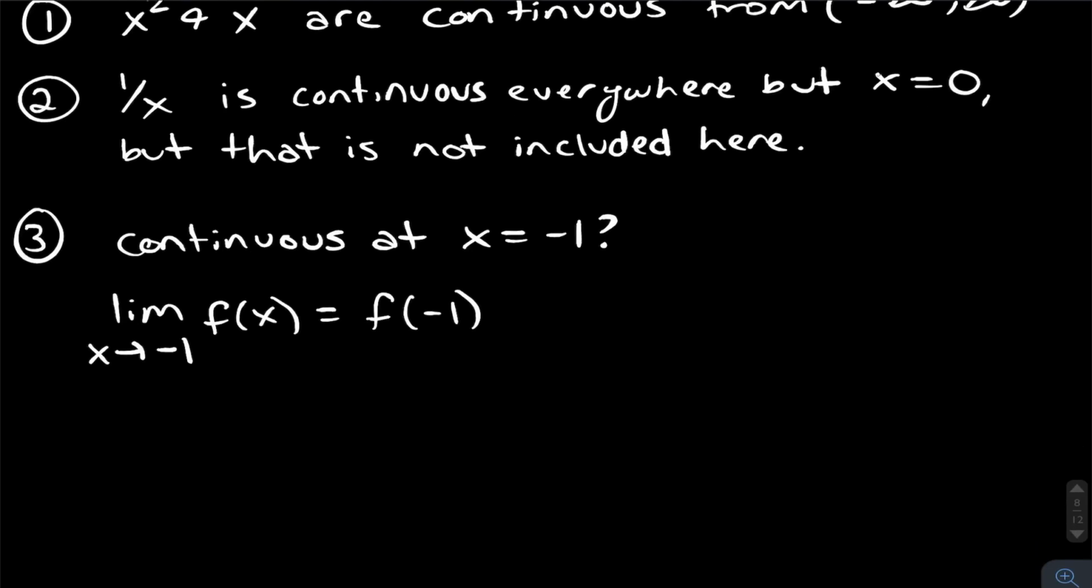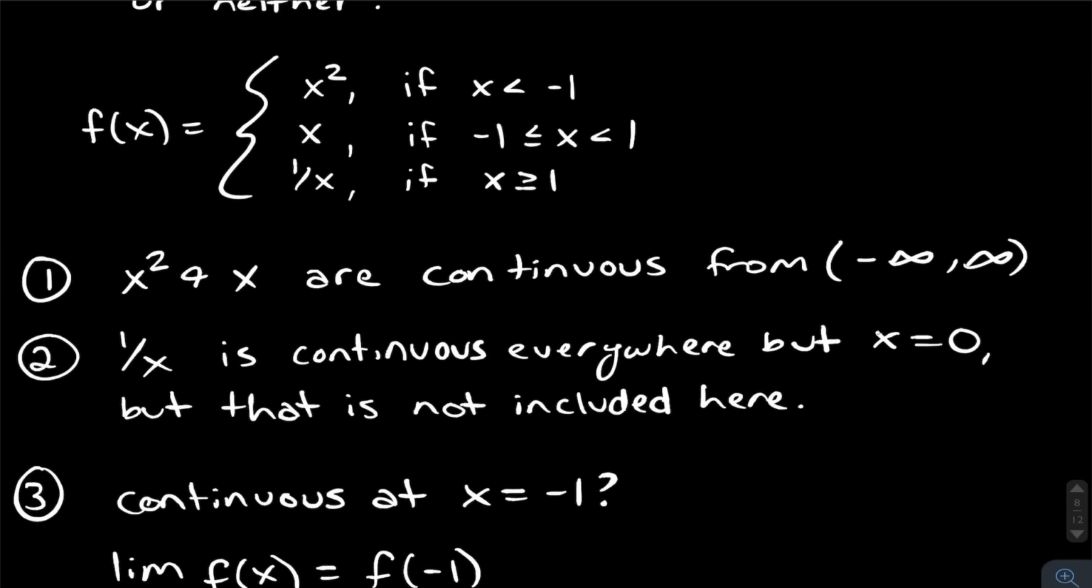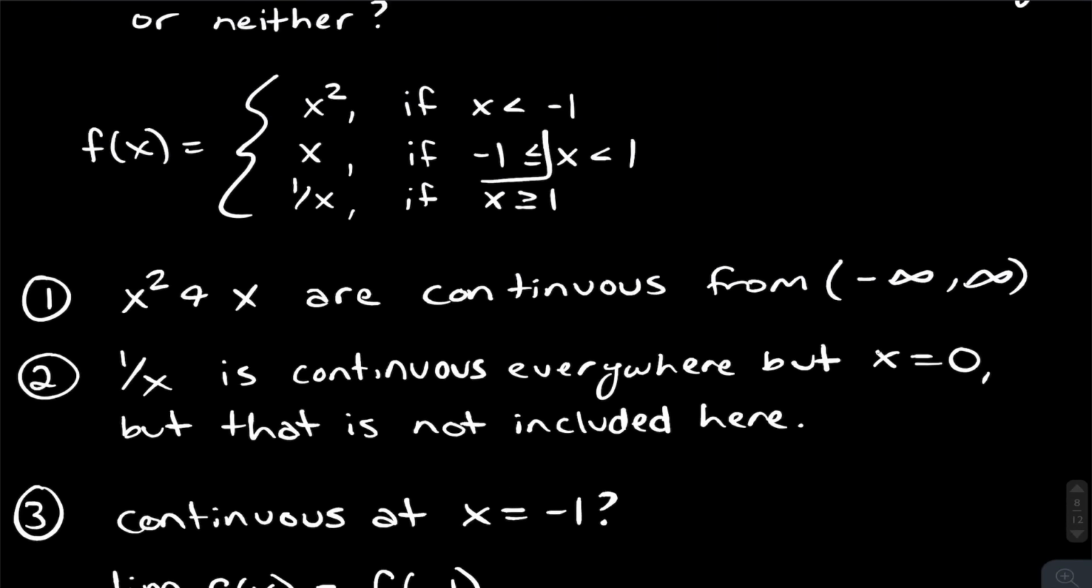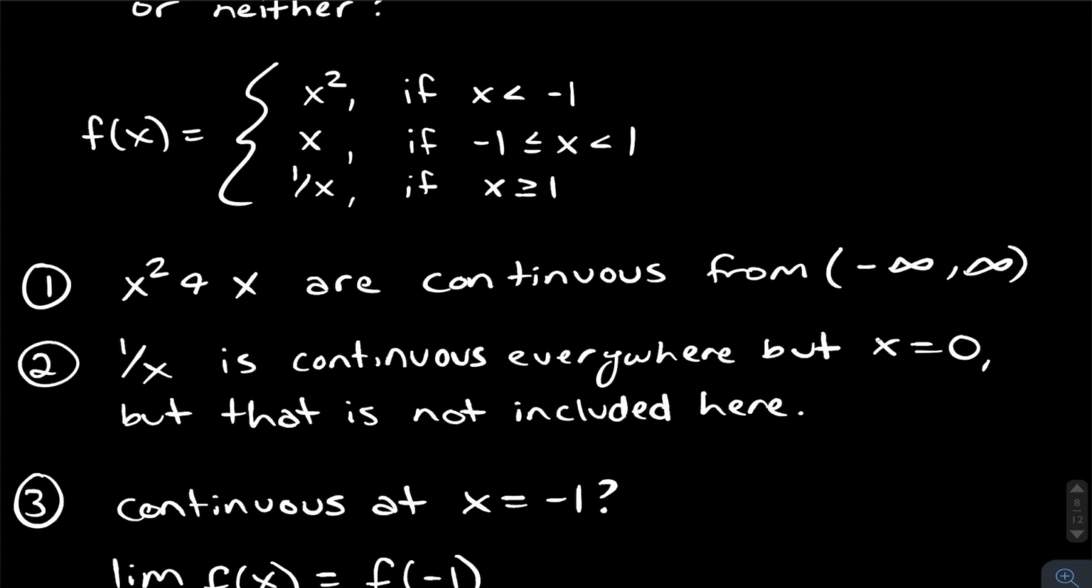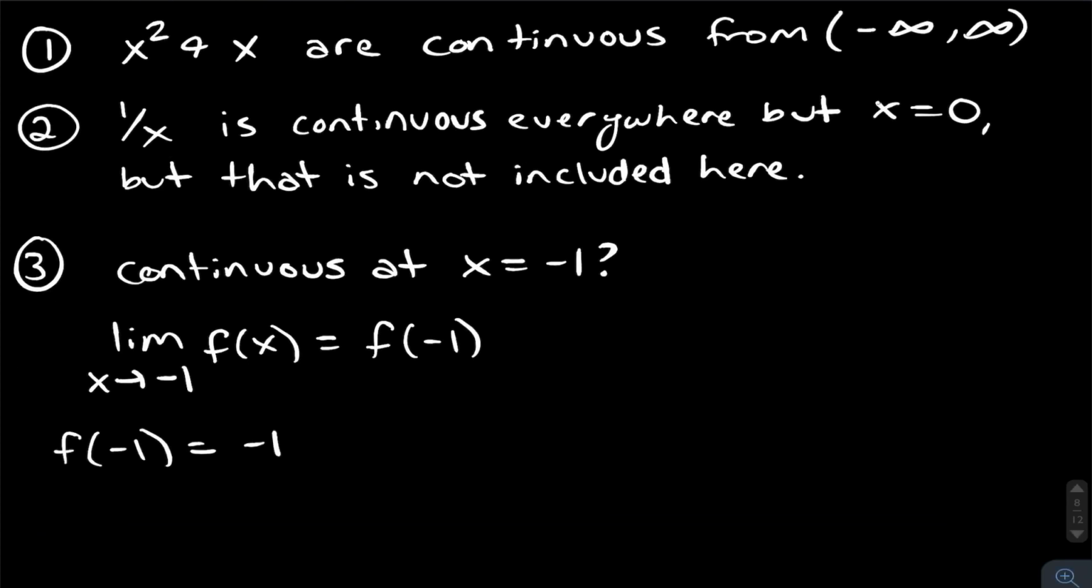And that needs to equal the actual value at negative 1. First, we'll write down the value at x equals negative 1. That is going to be what? Well, this is where we include -1, so that's x, right? And so we just substitute in for x, and if we do that, we get -1. This function was just x. If we plug in -1 for x, we get -1.